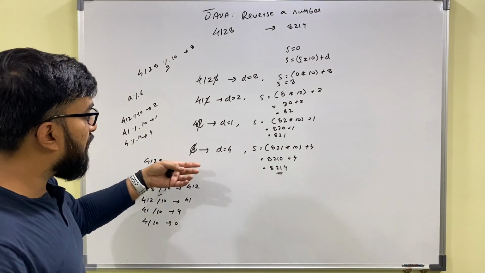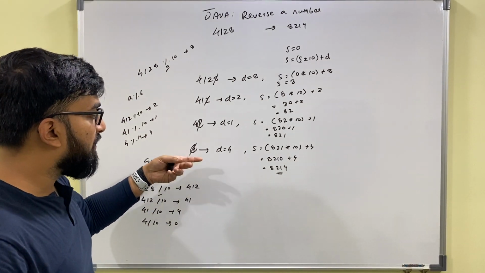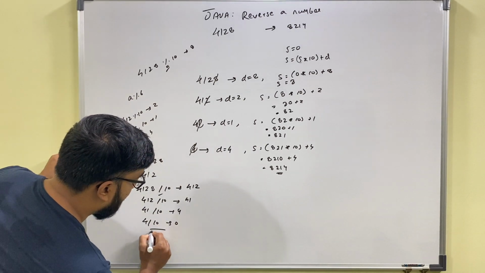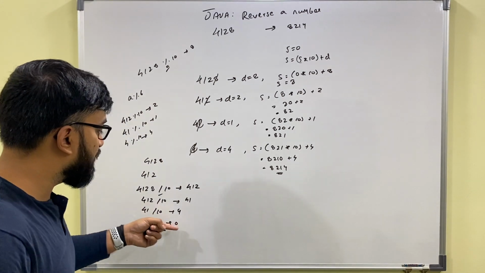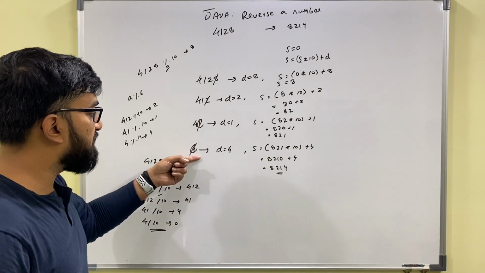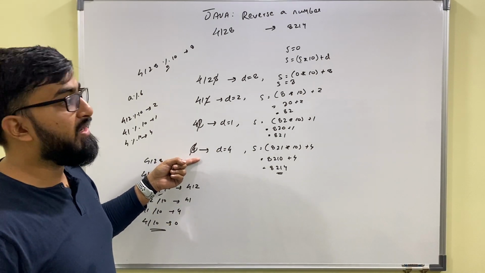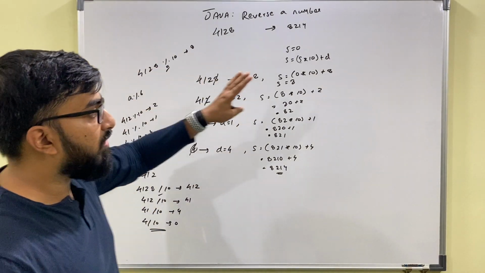What's our stopping condition now? How do we know we are at the last digit? Okay, this is how we know we are at the last digit. When division gives you 0, it means we have used the last digit. Okay, and this is what we code in our alternative method.